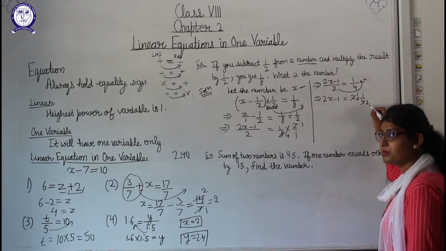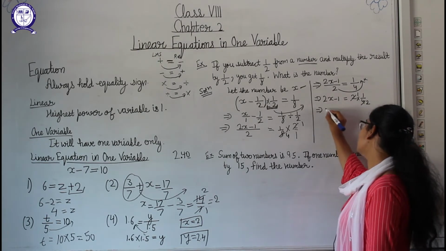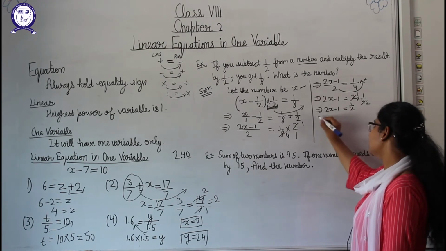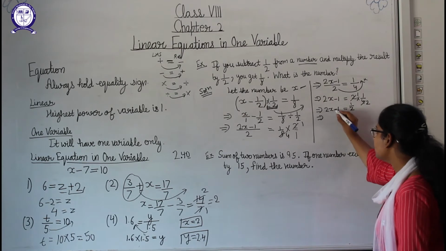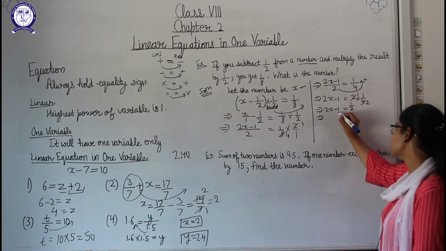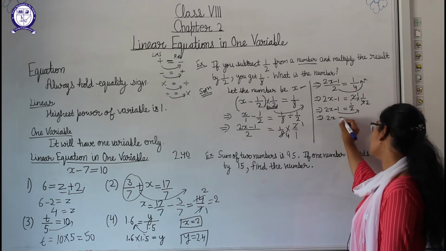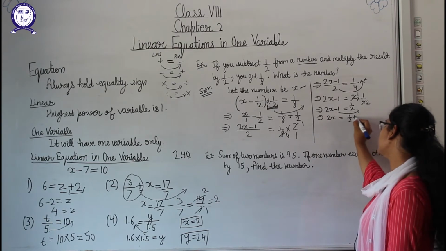It means we are getting 1 by 2. So here 2x minus 1 is equal to 1 by 2. And now what we will do here: 1 is being subtracted, so on that side it will be added. So 2x will be equal to 1 by 2 plus 1.